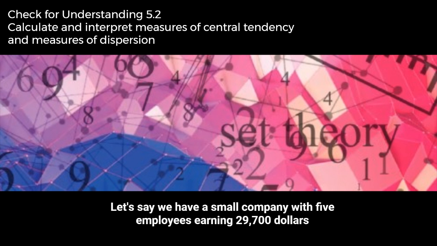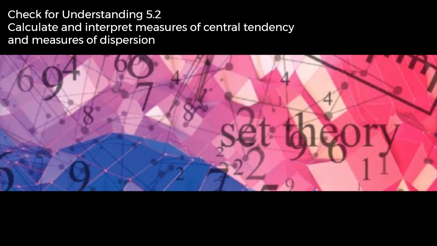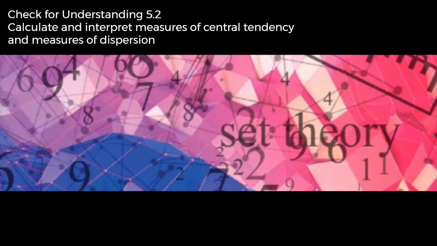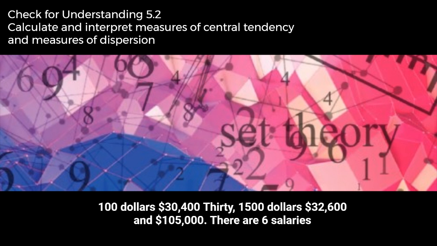Let's say we have a small company with 5 employees earning $29,700, $30,400, $31,000, $32,600, and $33,000 per year. And then let's say the owner of the company earns a salary of $105,000. Okay, so to find the median salary, we first put the salaries in order. $29,700, $30,400, $31,500, $32,600, and $105,000.